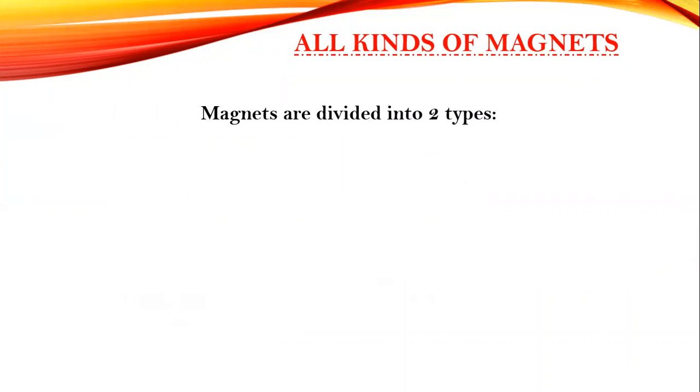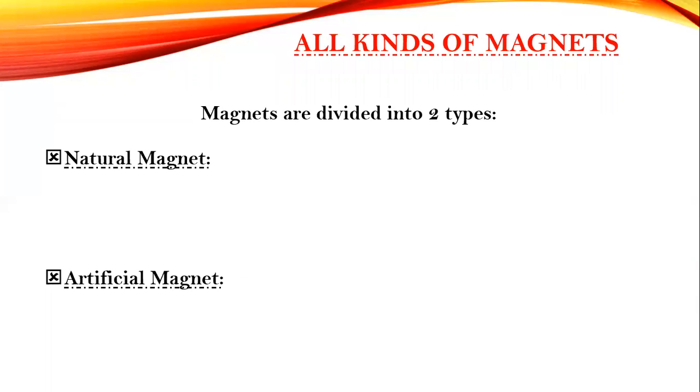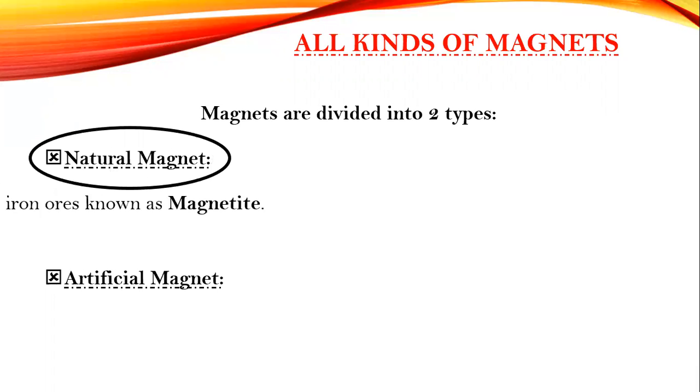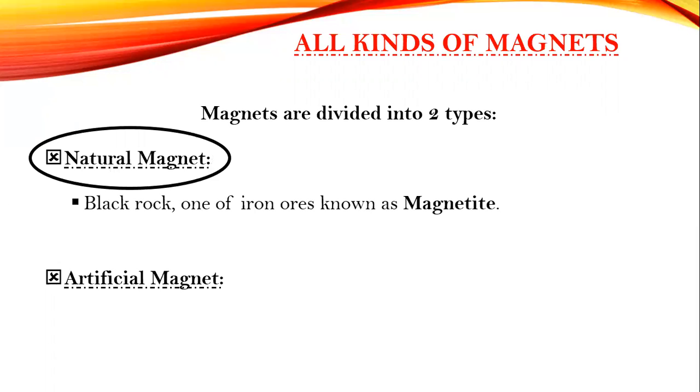What are the main types of magnet? Magnets are divided into two main types: natural magnet and artificial magnet. Natural magnet is the black rock, one of the iron ores known as magnetite. This is the black rock we saw in the previous slide.